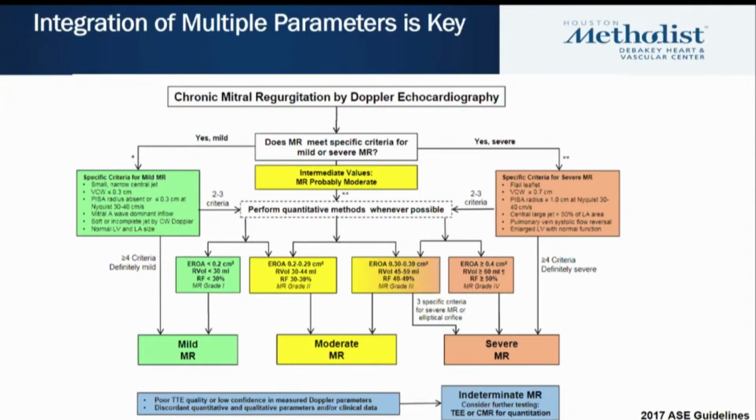The guidelines emphasize that it's important to integrate multiple parameters when you're evaluating mitral regurgitation severity. Some criteria are very specific for severe mitral regurgitation, others are specific for mild mitral regurgitation. And when you don't have enough specific criteria, you can go on and do more volumetric assessment before you deem a regurgitant lesion as severe. When you're not sure and you still have a question, you can always resort to TEE or CMR for further quantification.